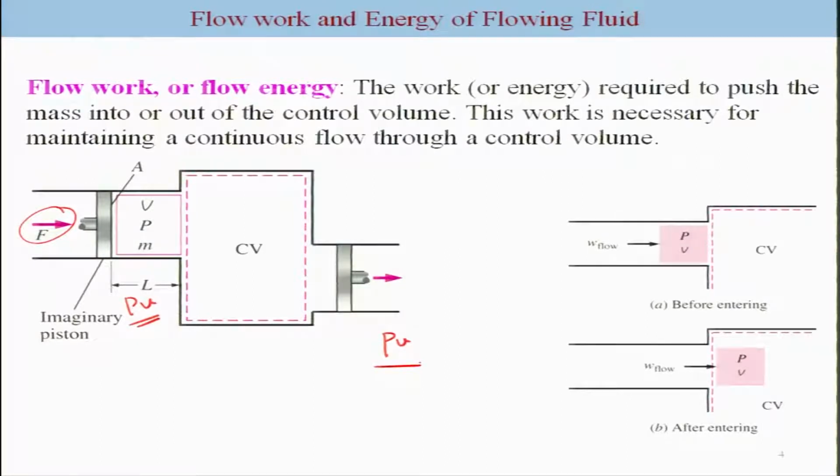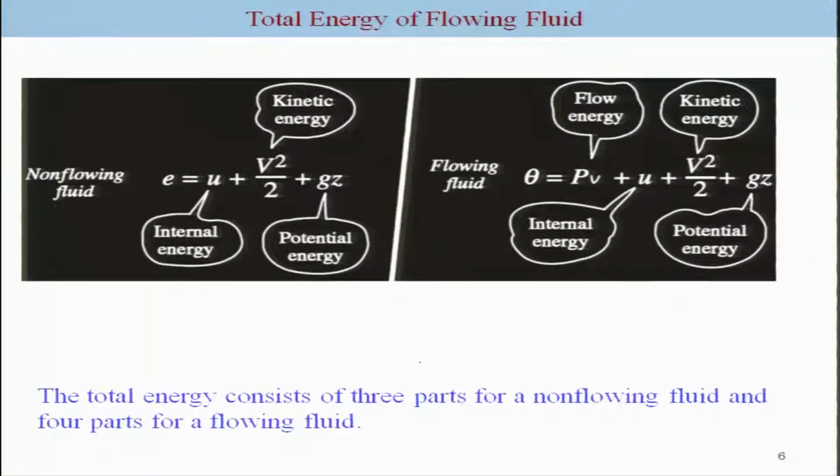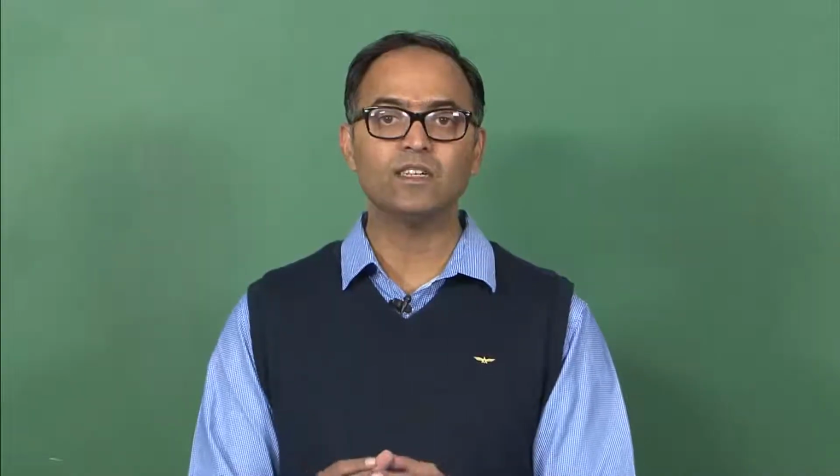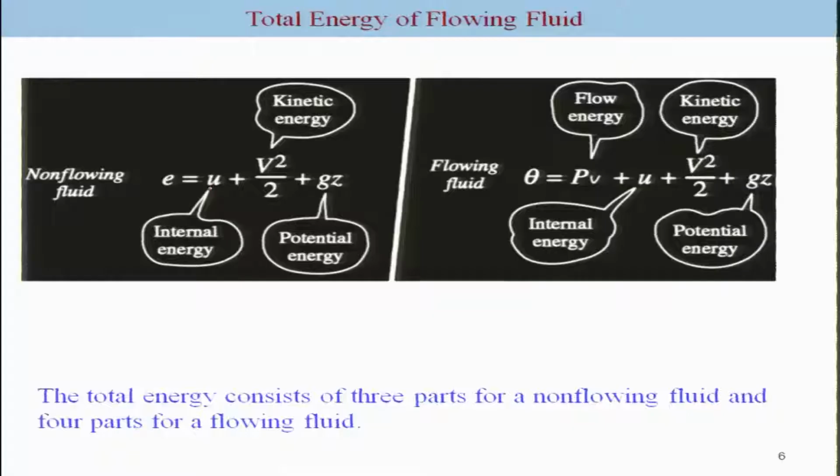Now, we can summarize this concept by comparing the case of non-flowing and flowing fluid. For the non-flowing fluid, the energy of the fluid contains internal energy, kinetic energy, and potential energy as shown here. So, this is the internal energy per unit mass, the kinetic energy, and the potential energy.